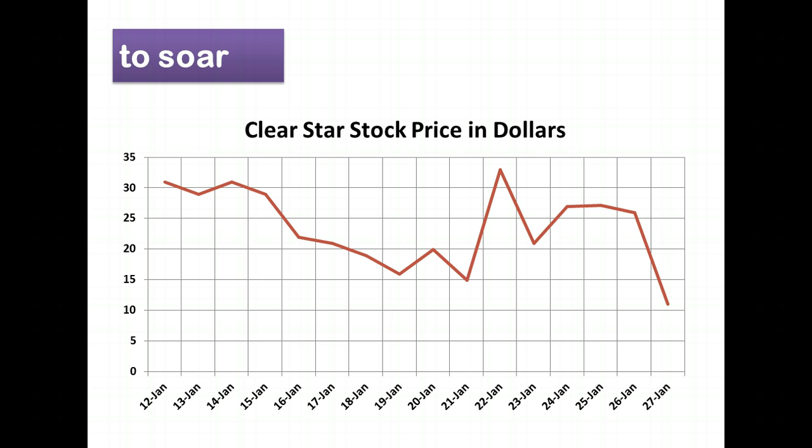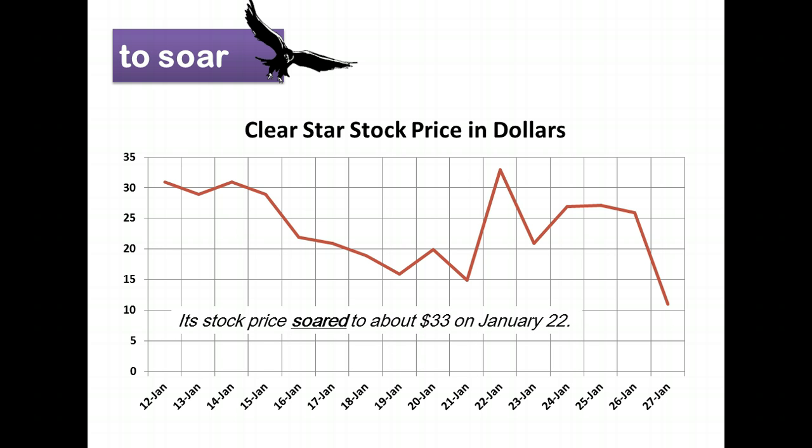Another word that you can use is the word soar. And this word means to go up easily. And one way to remember this word is to think of a bird. We use this word also to describe the way a bird flies. So they fly very high and very easily in the sky. And so, like spike, we can say on January 22nd, the price soared. So it went up like it was going to the sky. And soar is a regular verb, so we can say its stock price soared to about $33 on January 22nd.